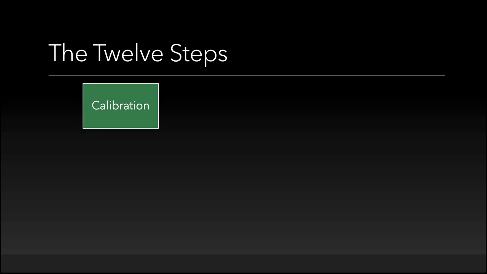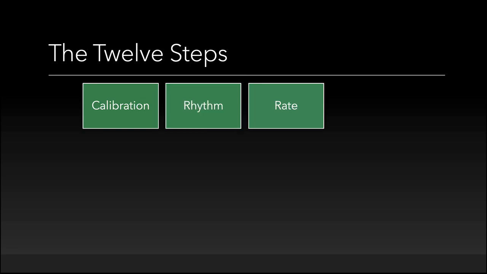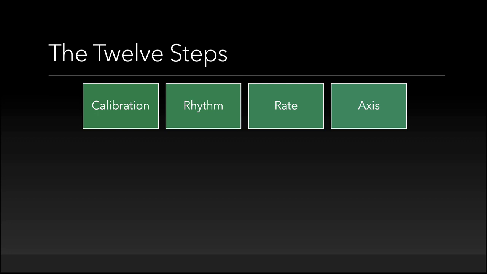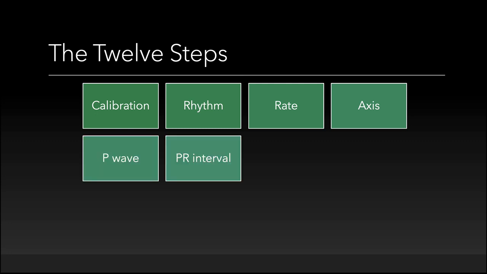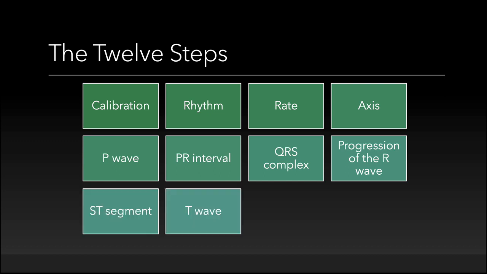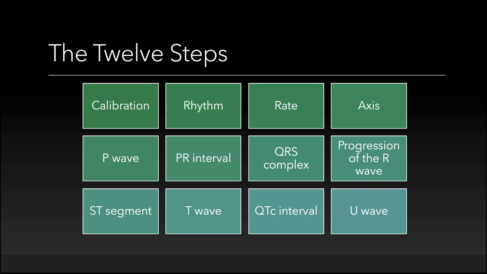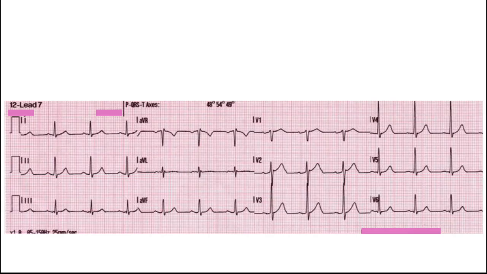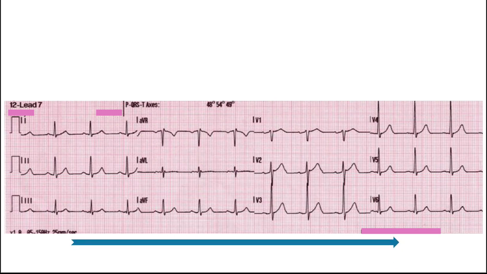So I'll start by listing out the 12 steps that we follow in ECG interpretation. We start with calibration, then the rhythm, rate, axis, the P wave, the PR interval, then we look at the QRS complex, the progression of the R waves, the ST segment, the T wave, the QTC interval, and finally the U wave. If you look at an ECG, generally we move from left to right when we interpret an ECG.